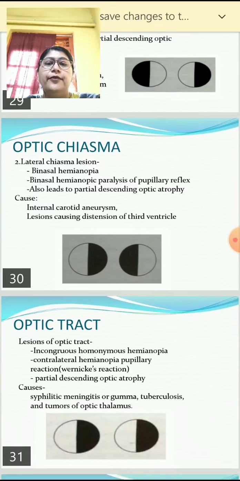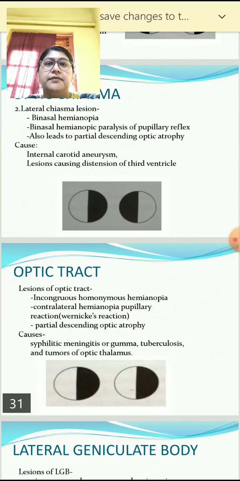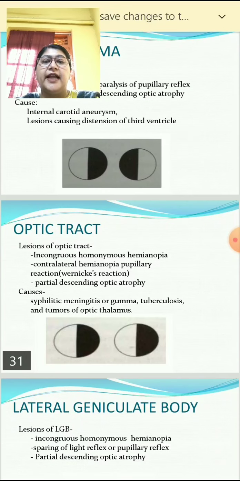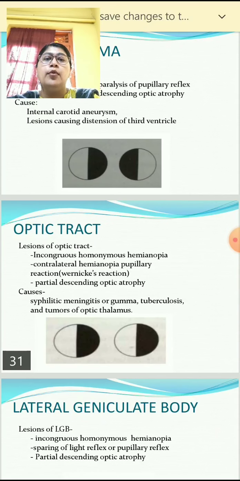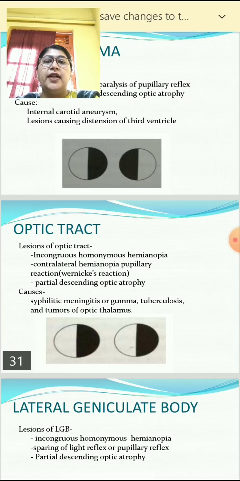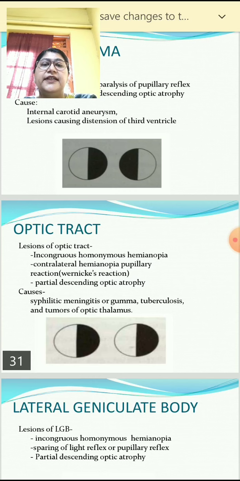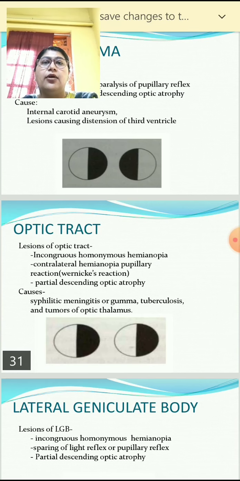Now if we have a lesion in the optic tract, which comes after the chiasma, what happens? There is incongruous homonymous hemianopia, contralateral hemianopic pupillary reaction or Wernicke's reaction, and partial descending optic atrophy. Now, what are the causes? Usually syphilitic meningitis, tuberculosis or tumors of the optic thalamus.